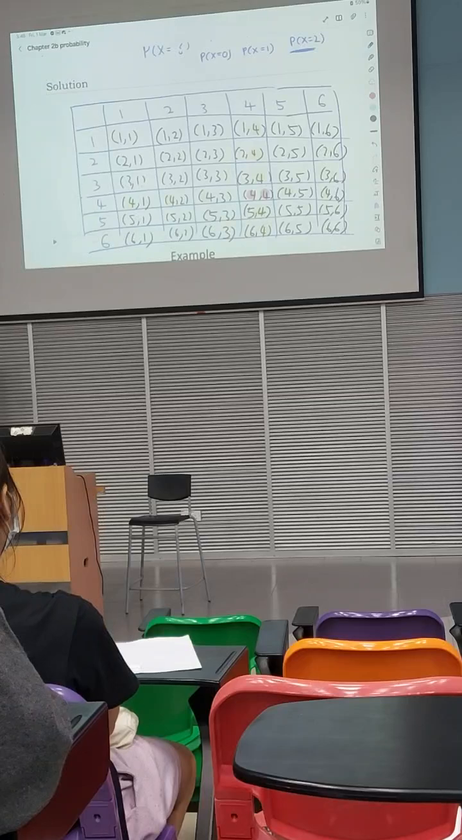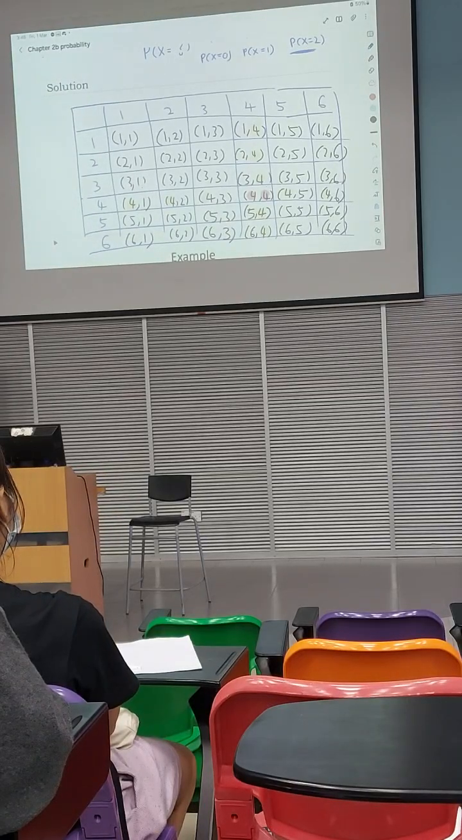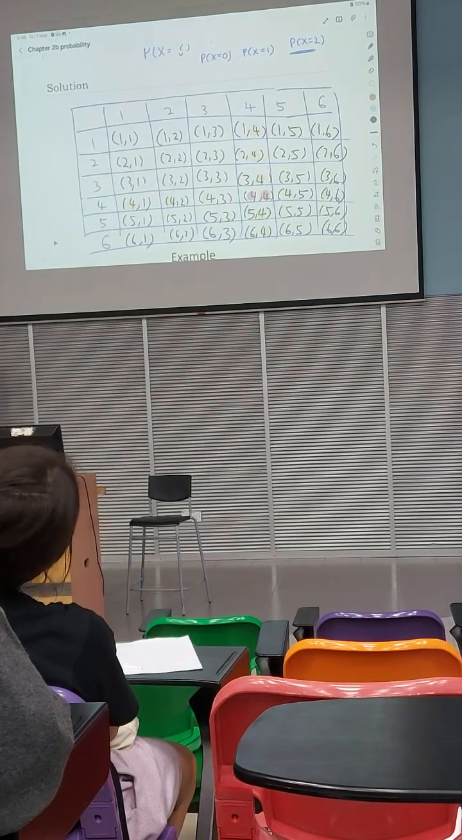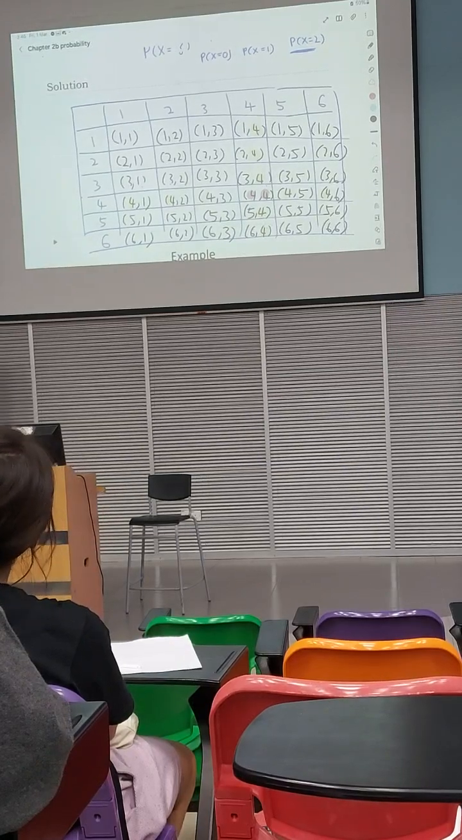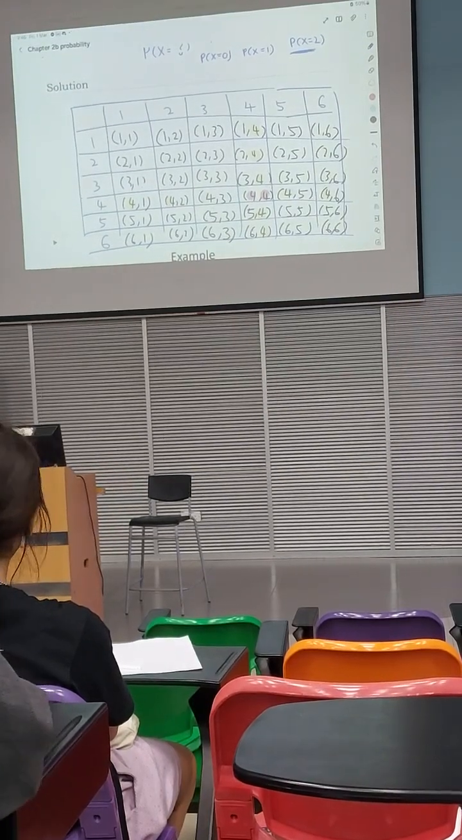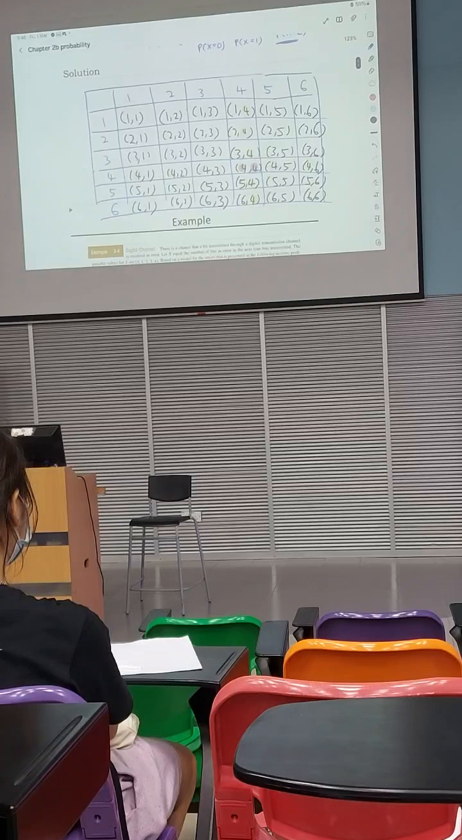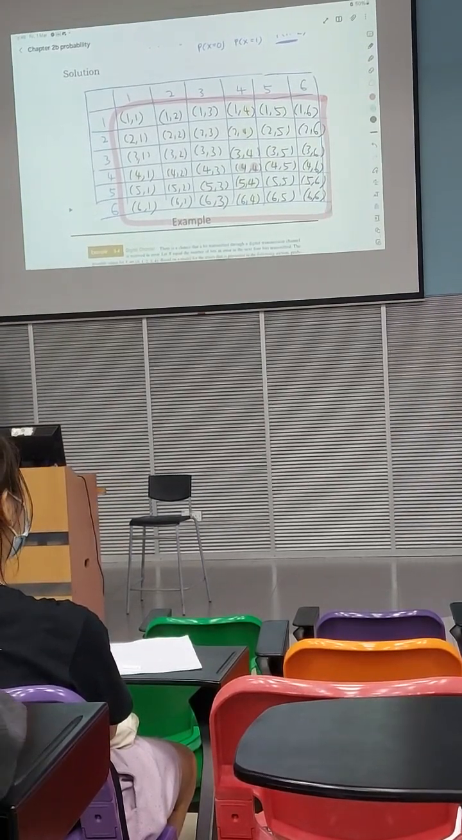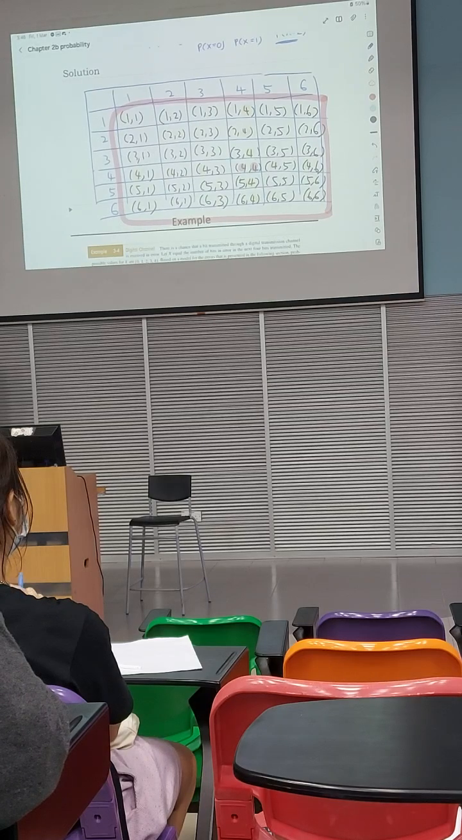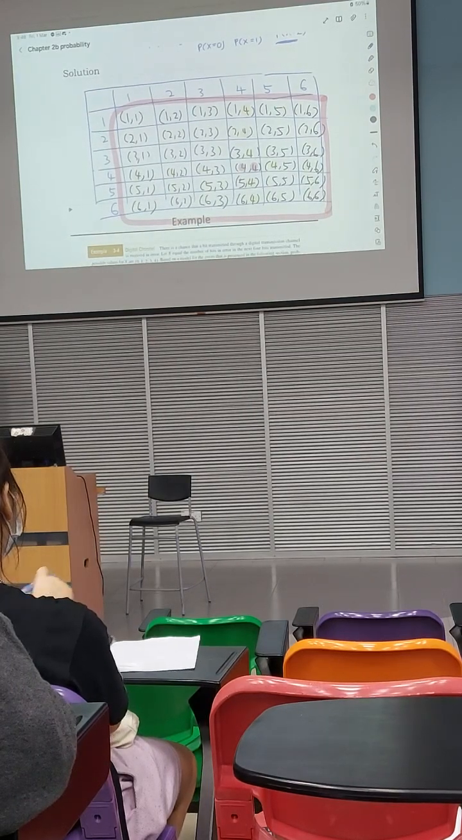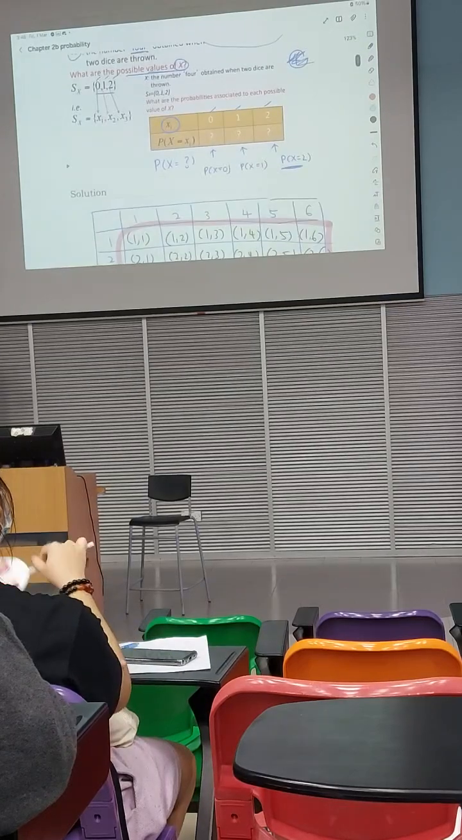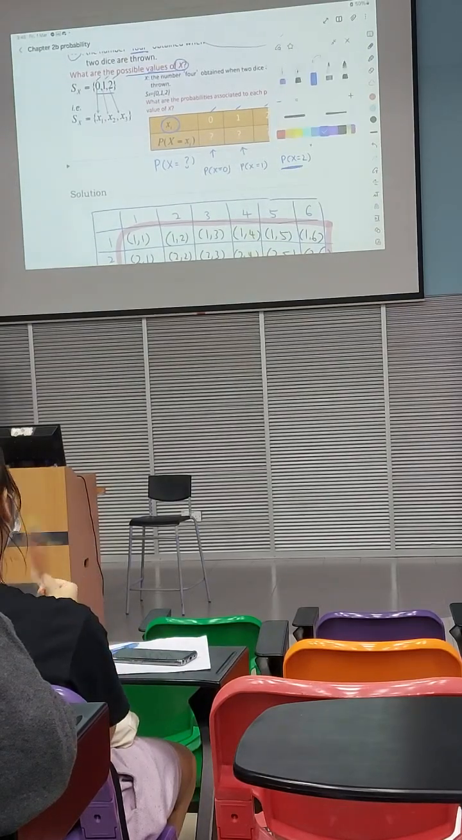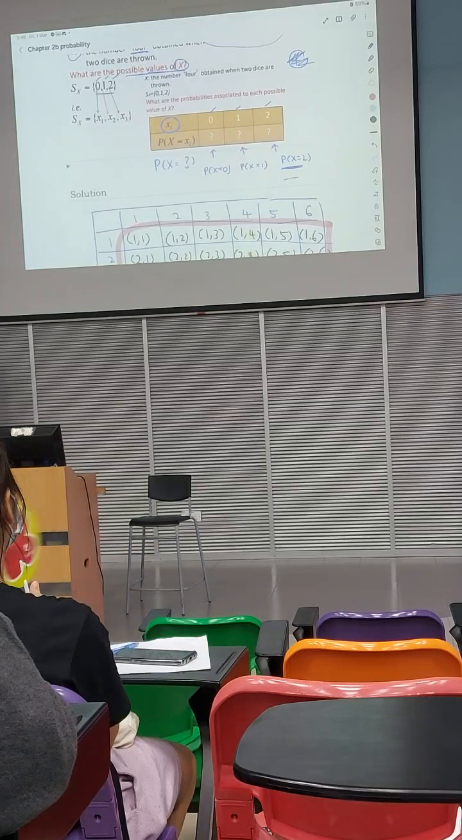Based on this table, are you able to calculate the probabilities? What is meant by probability? Number of events divided by the number of samples. If you look at this, altogether how many possible outcomes? We have 6 times 6, which is 36, right? So altogether, by the formula, we know that the denominator is 36.